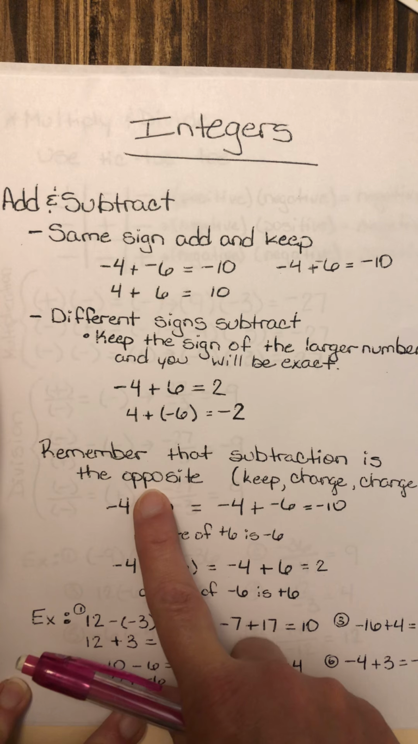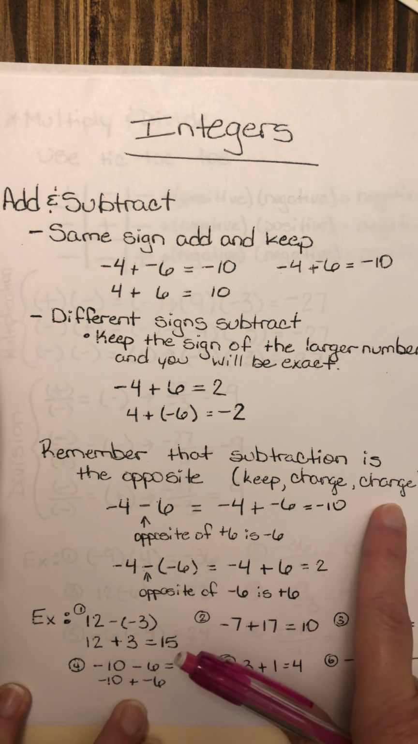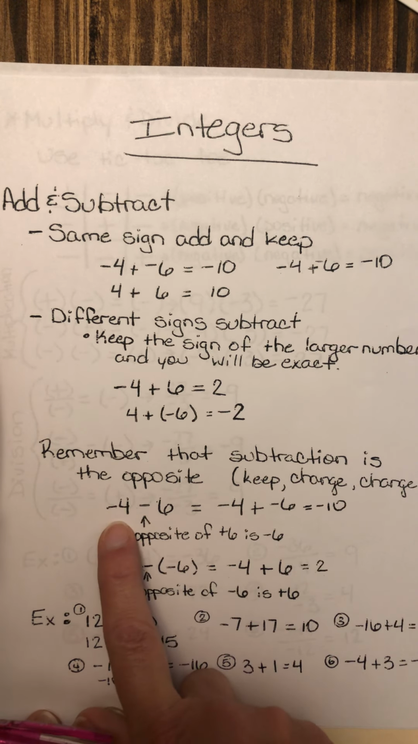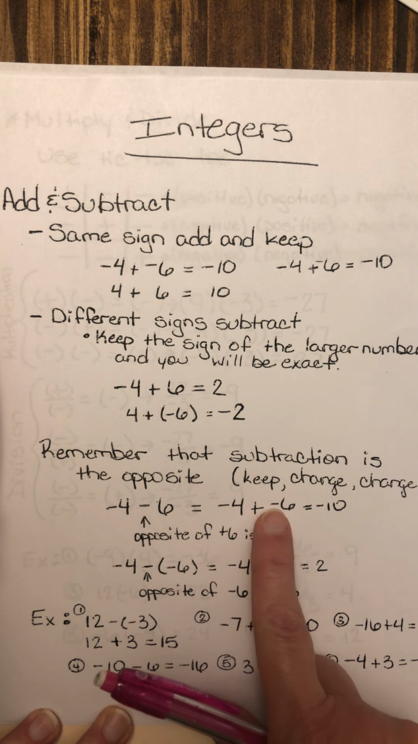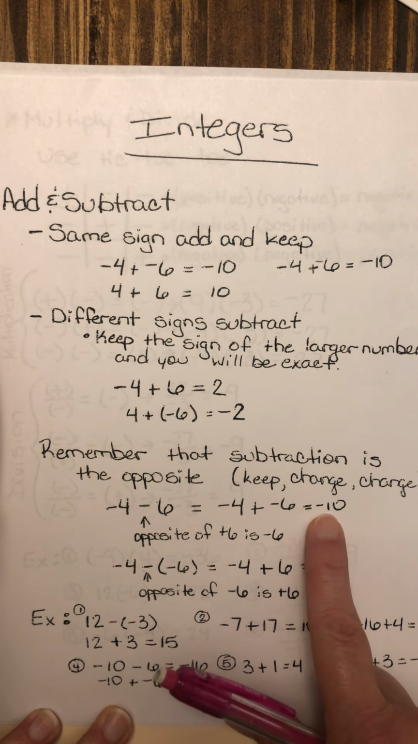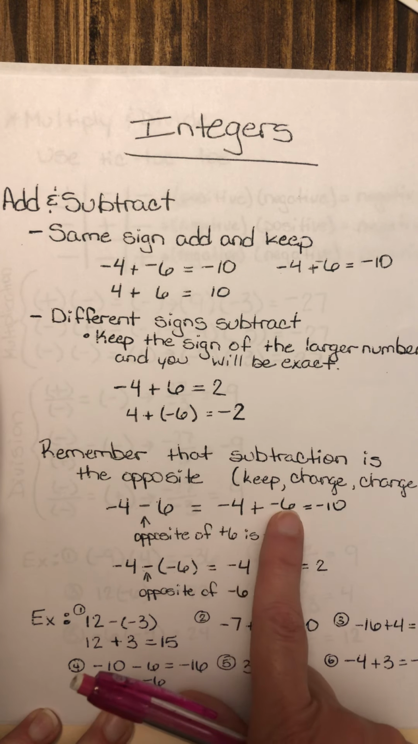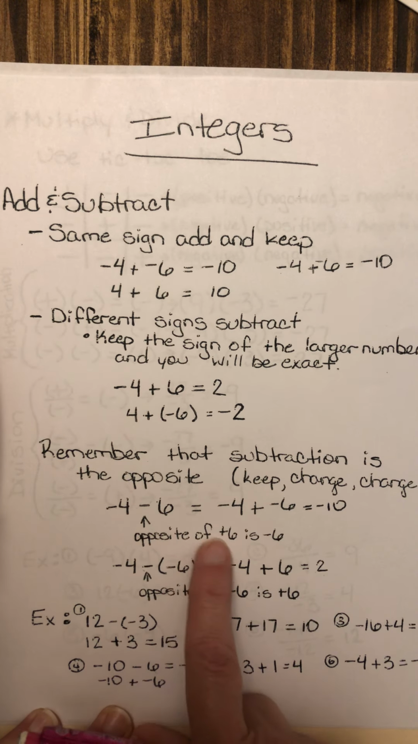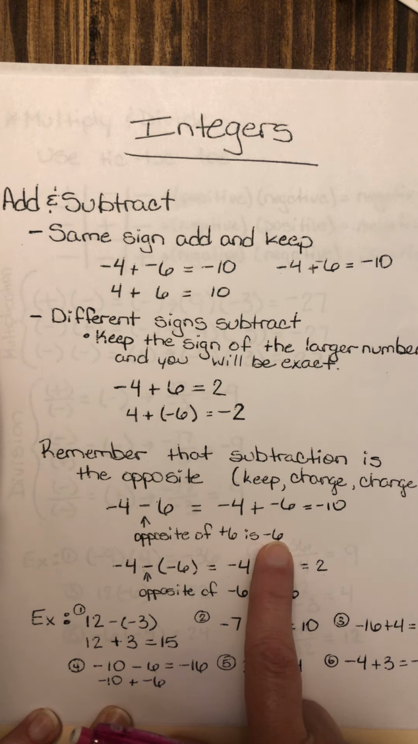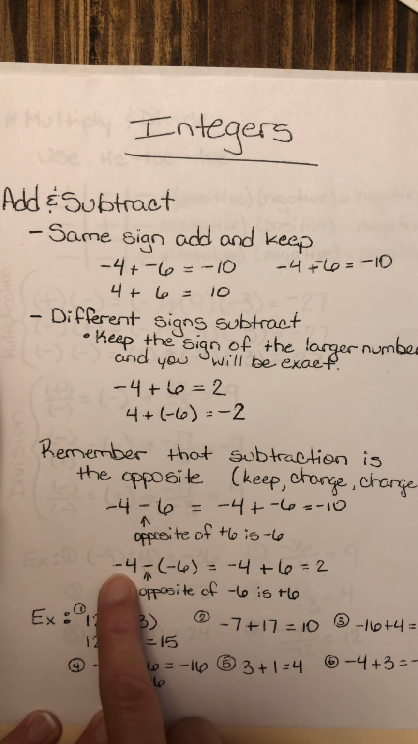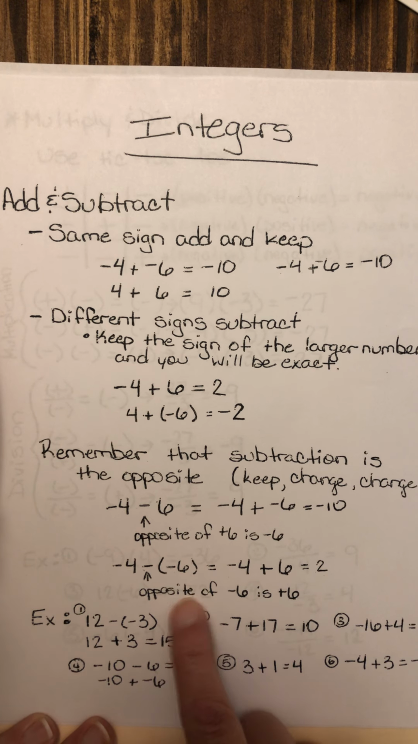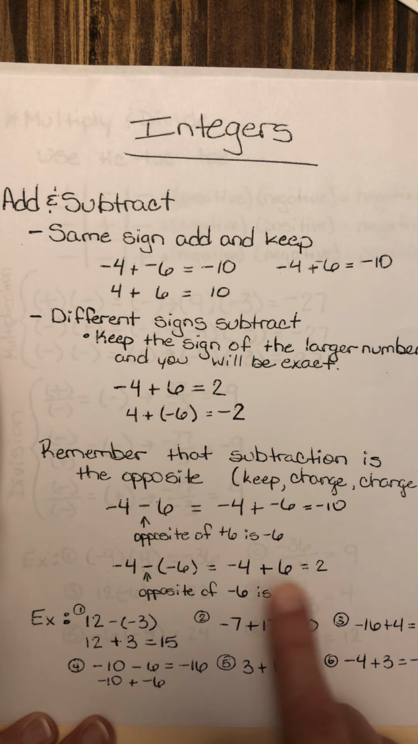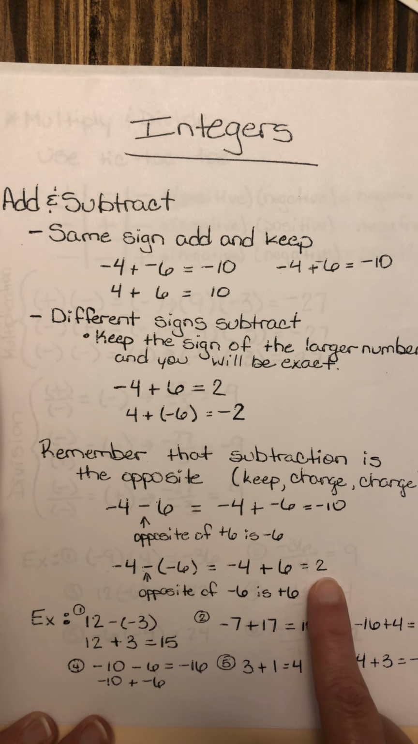Remember that subtraction is the opposite. You're going to keep change. -4 minus 6 equals -4 plus -6, which gives me -10 because they're the same sign. So the opposite of positive 6 is -6. Here I have -4 minus -6. Opposite of -6 is positive 6, so I have -4 plus 6 equals positive 2.